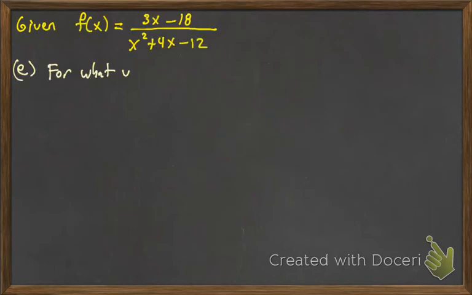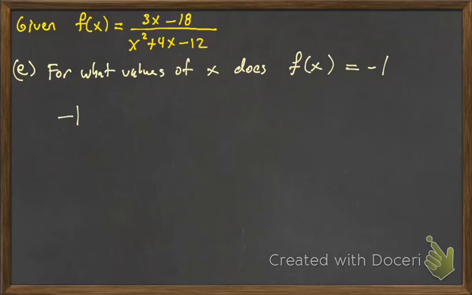Okay, we're going to use the same problem, and we're going to ask for what values of x does our function equal minus 1? Now this time we won't be able to just set the top equal to minus 1. It's special if it's equal to 0. So minus 1 is equal to 3x minus 18 over x squared plus 4x minus 12.